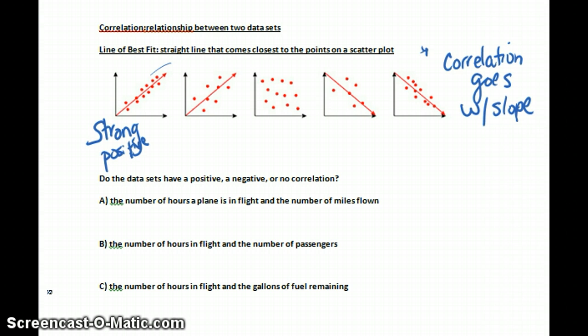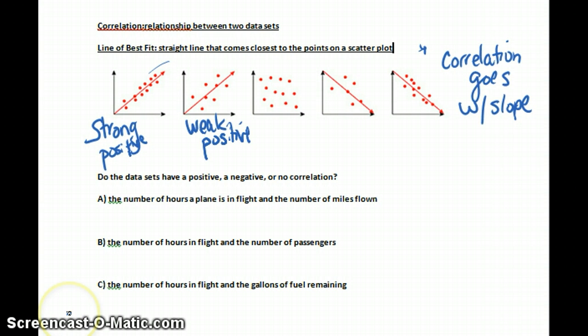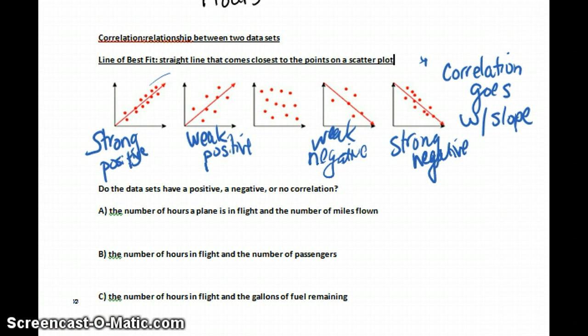Okay, the next one, the line's still going up, so it's still positive, and the points aren't quite as close to the line, so it's going to be a weak positive. If we jump over one, we'll skip one. This one, the line is going down. It's negative. And it's not as strong as this one. The points aren't nearly as close to that line, so we're going to call it a weak negative. And by using that information, we can tell the last one is a strong negative.